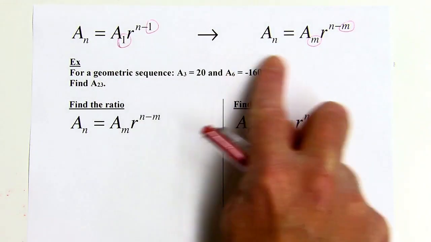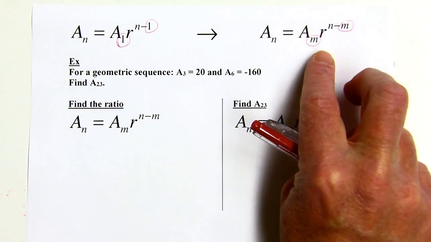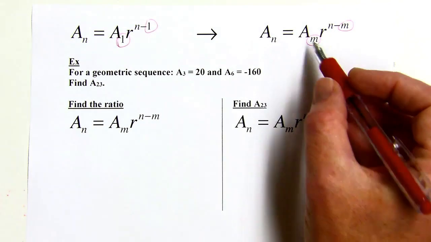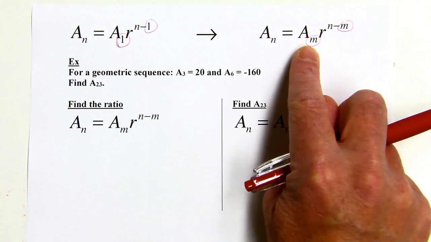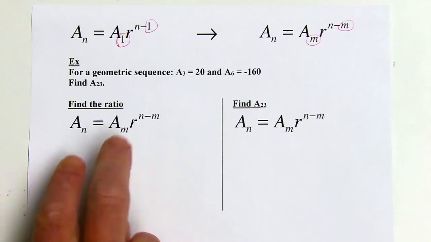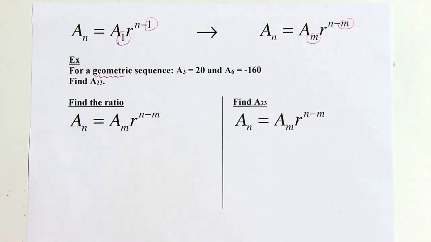So in that case, it might be more useful to use this modified version of the geometric specific term formula, where I have m's here instead of 1's, and that means I can use any term in this position. Okay, so let's try it out here. So this tells us that this is geometric. That's important because then I know to use this formula.